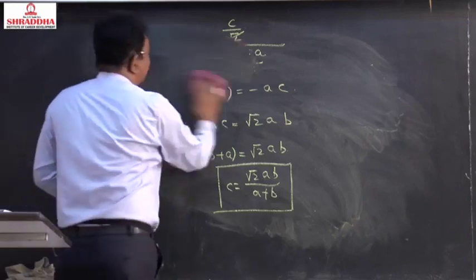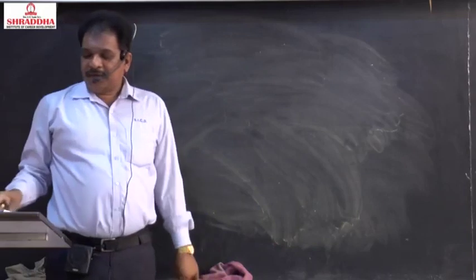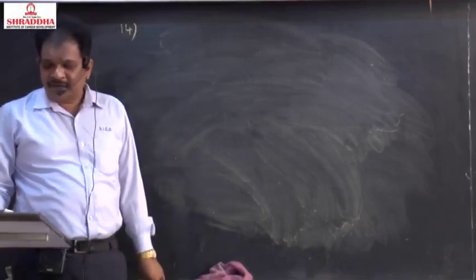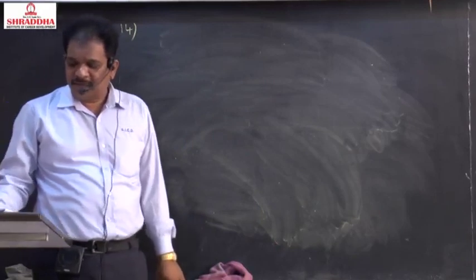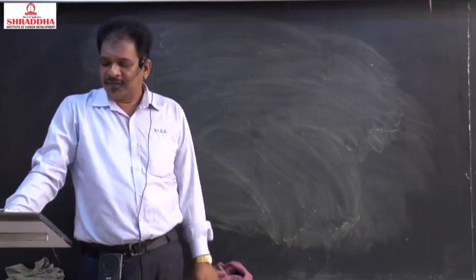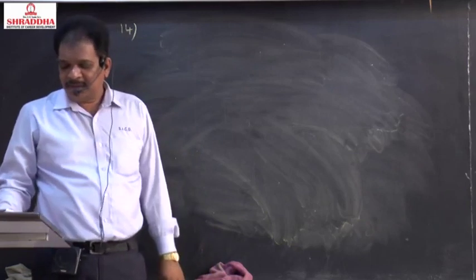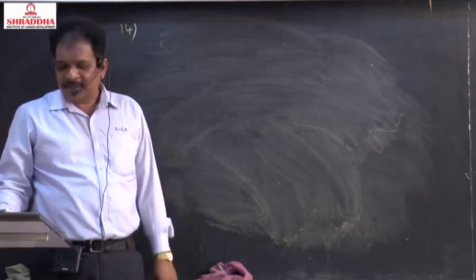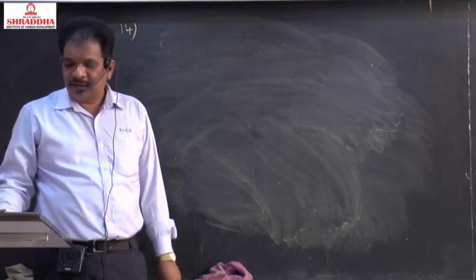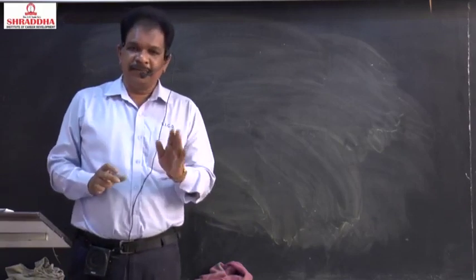Next, the 14th question. What are they asking? When two vectors A bar and B bar of magnitudes A and B respectively are added, the magnitude of the resultant vector is always equal to A plus B, less than A plus B, greater than A plus B, or not greater than A plus B. Okay, listen, what is to be understood here? Simple only.